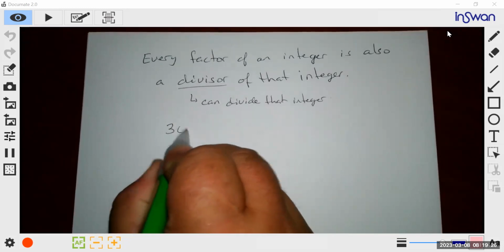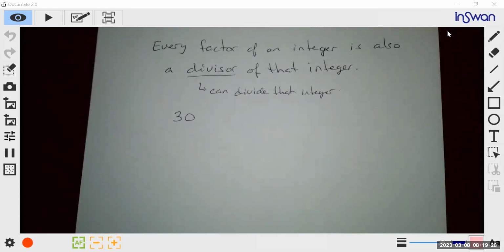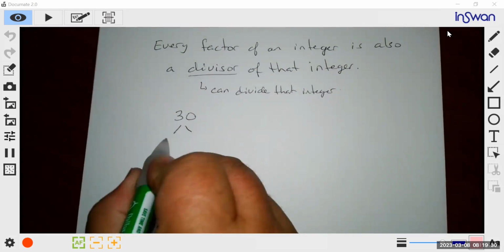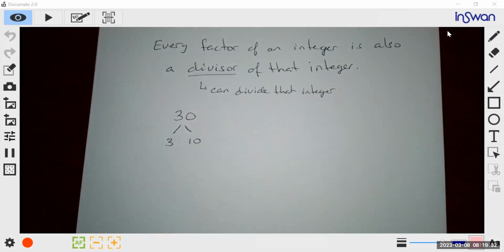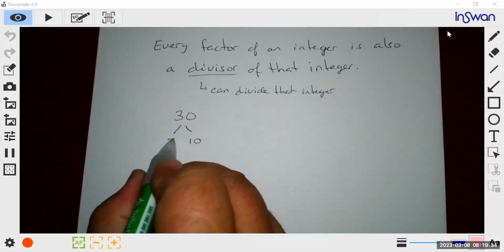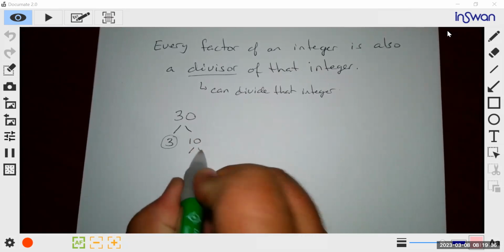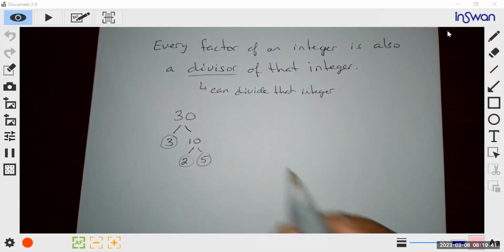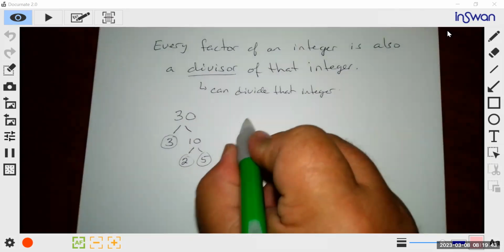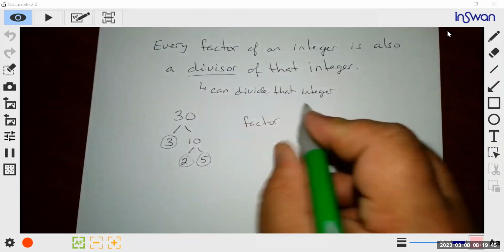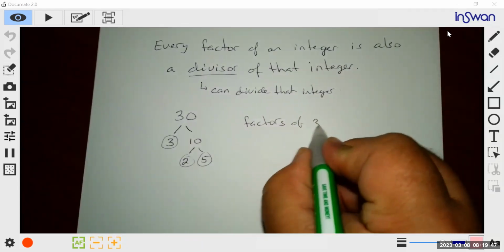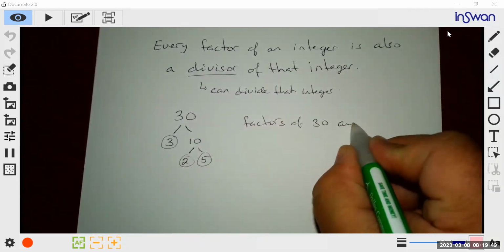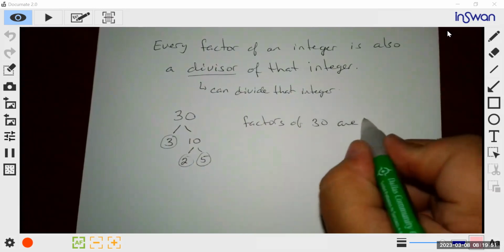Let's look at the number 30. It's made up of 3 times 10. 3 is a prime number, can't go any further, but 10 is a composite number. It's made up of 2 and 5. So the factors of 30 are, these are the factors.